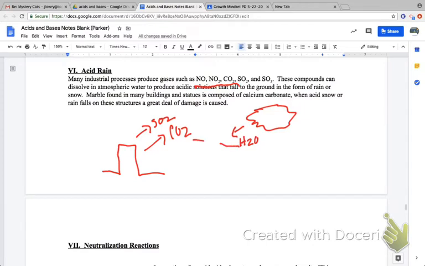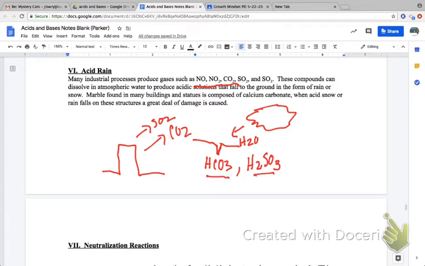So then those things combine and we end up getting our different acids. So something like carbonic acid, or maybe sulfuric acid, or sulfurous acid. But these are acids, remember, because they start with hydrogen.